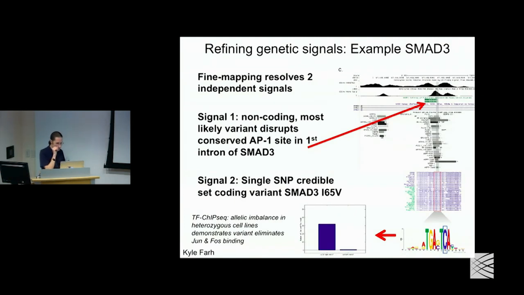Putting these types of data together does allow us to get refinements in some cases, and so here's another example from the IBD chart where we have 2 independent hits at the gene called SMAD3. One of them is a traditional low-frequency coding variant. Independent of that, the larger contributor in the region is actually a non-coding variant that we've empirically demonstrated hits a transcription factor binding site that's highly conserved and does empirically eliminate Jun and Fos binding from that particular locus.